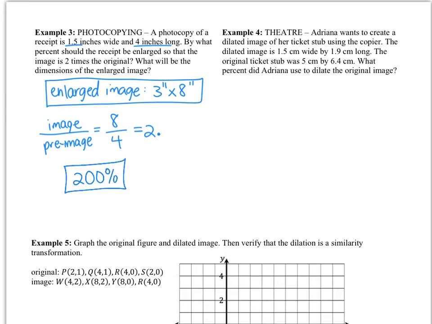Moving right along in the theater, and yes, theater can be spelled that way. It can be spelled either way with E-R or R-E. Adriana wants to create a dilated image of her ticket stub using the copier. The dilated image is 1.5 centimeters wide by 1.9 centimeters long. The original ticket stub was 5 by 6.4. What percent, so look at the question, did Adriana use to dilate the original image? Okay, so the dilated image is this. So we need to do image to pre-image.